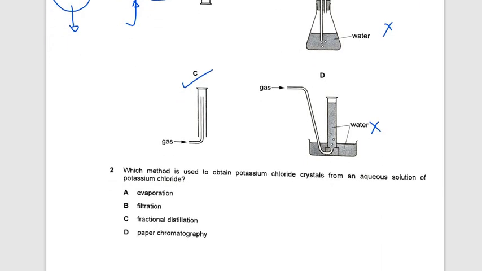Question number 2: which method is used to obtain potassium chloride crystals from an aqueous solution of potassium chloride? You already have aqueous potassium chloride, right? So is filtration possible? No. Tell me, filtration is used for what purpose? When you have an insoluble product in a solution. Fractional distillation is not possible because you are not separating based on different boiling points. This is obviously not it, so only evaporation. What is evaporation? Evaporation is a technique by which the water goes away and whatever remains is the residue, which is just present over there.